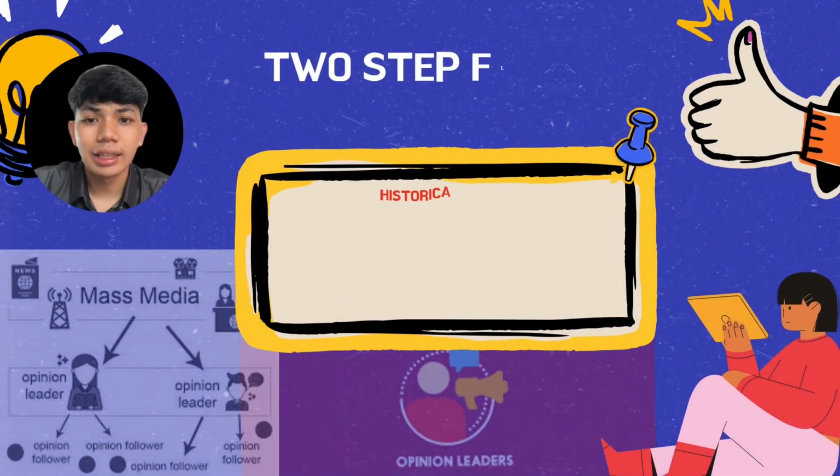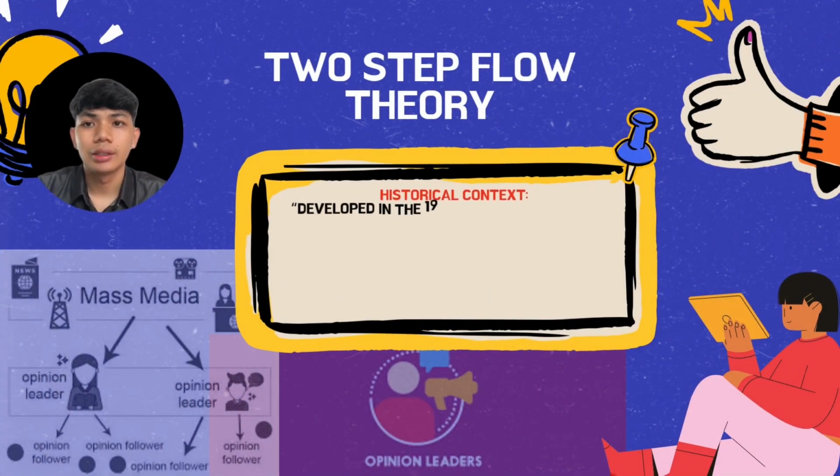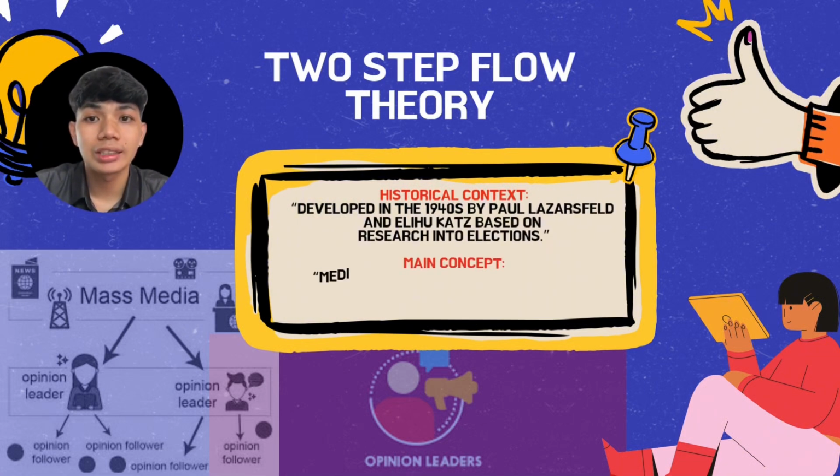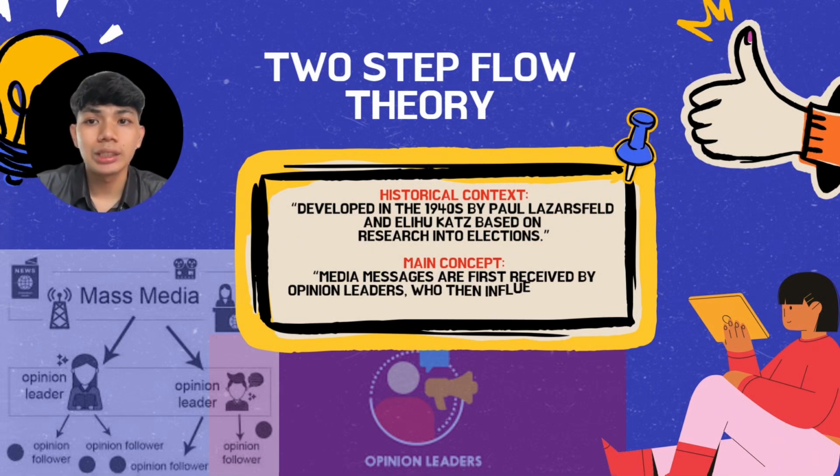Next, let's look at two-step flow theory. The historical context of this theory is that it was developed in the 1940s by Paul Lazarsfeld and Elihu Katz. The two-step flow theory was based on research conducted during presidential elections, showing that people are influenced more by interpersonal communication than by direct media consumption.